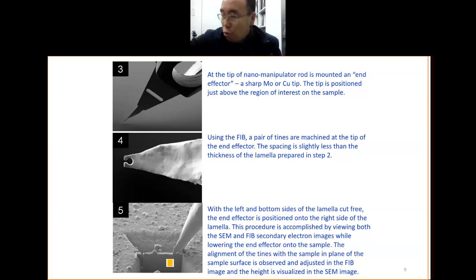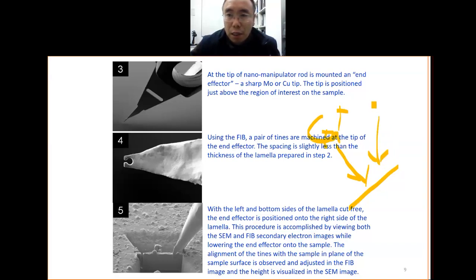So what do you do? Here is the sample. Here you have the ion beam, and here you have the electron beam. So this is the dual beam. You have the scanning electron microscope and scanning ion microscope. This gallium ion microscope can tell you the in plane of the sample. You do the alignment, in plane of the sample.